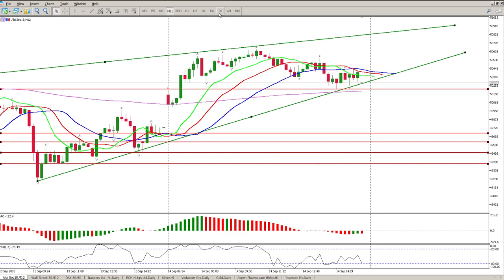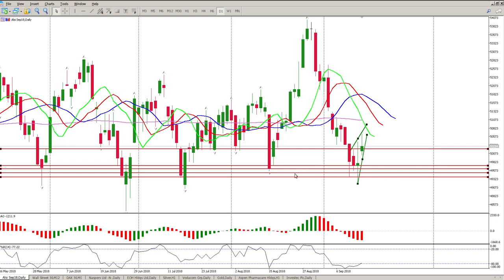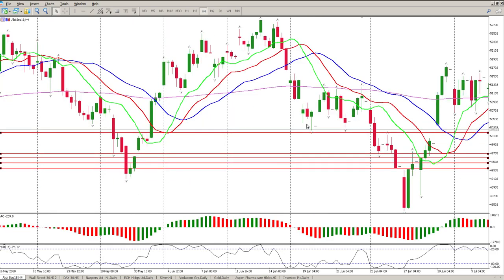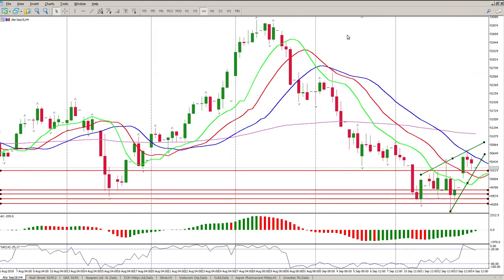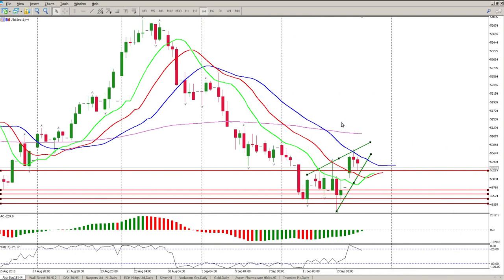A lot of, not so much on the daily, but on the 4 hour, the middle line is the previous swing low. So that's kind of what I expect.